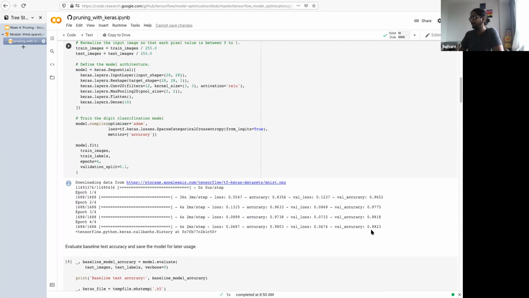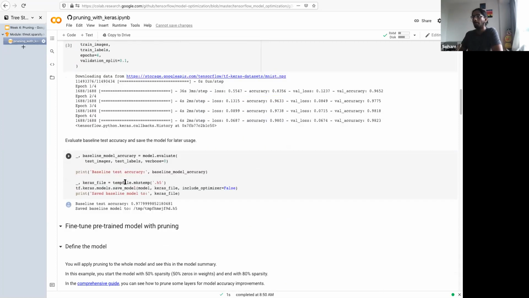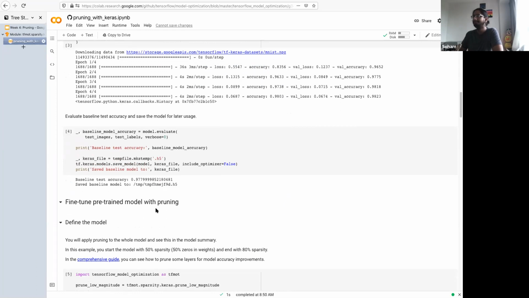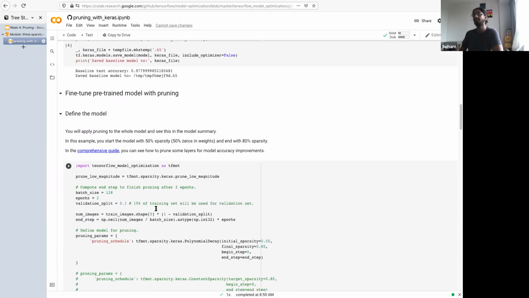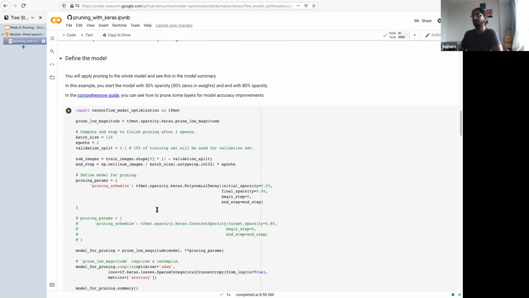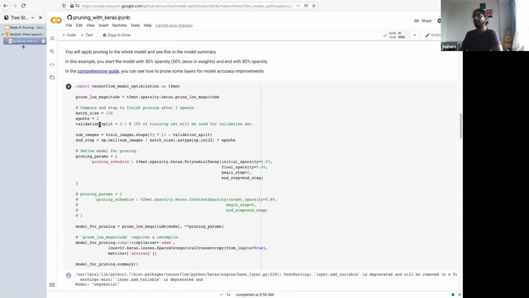So let's see. Okay, so we get a validation accuracy of 98% when we train our network, which is fine. And our test accuracy is almost 98%, and we save the model as well. So the next thing we'll do is we'll try to prune our model.